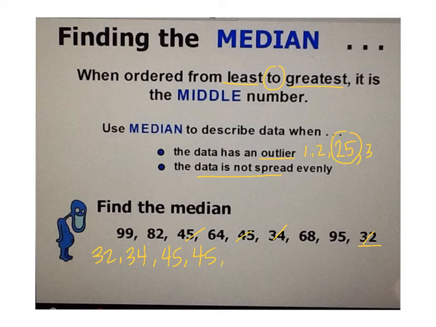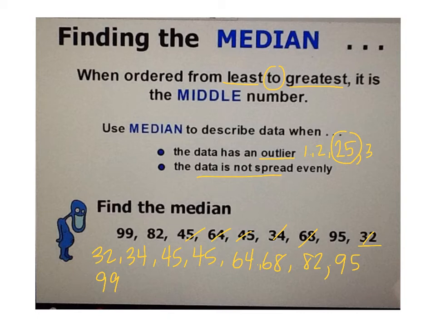50, 60, 64, and then we have a 68. No 70s, but we have an 80. That's 82. And then we have a 95 and a 99.